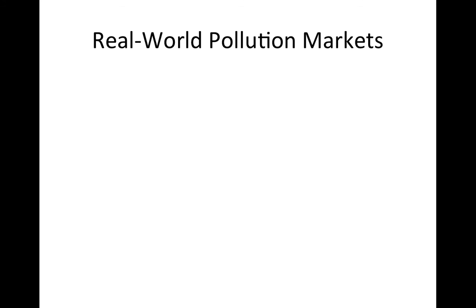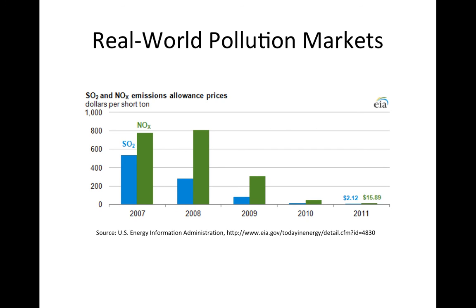Lest you think that these ideas only exist in theory, there are several examples of real-world pollution trading markets. One of the most successful markets was the market for sulfur dioxide and nitrogen oxide pollution permits in the U.S. This market began in the mid-1990s and was designed to limit emissions of the two pollutants that are major contributors to acid rain. While the market was in existence, it resulted in a significant reduction in acid rain emissions at a lower cost than the standard technology-based command and control regulations.